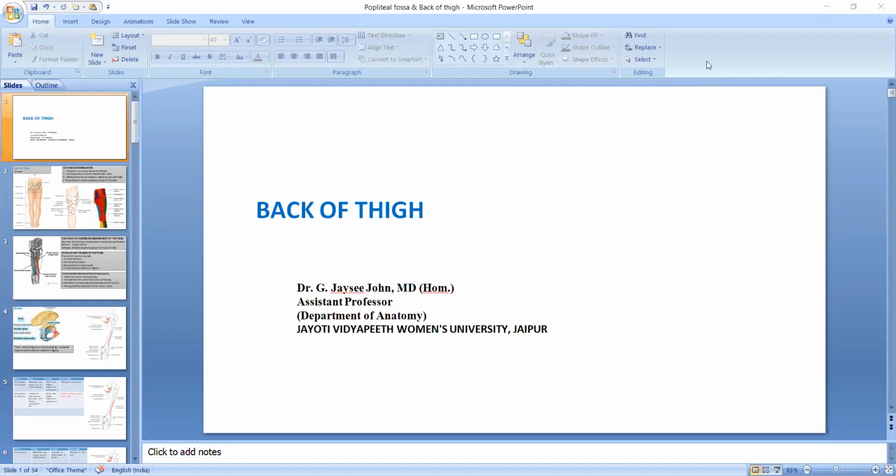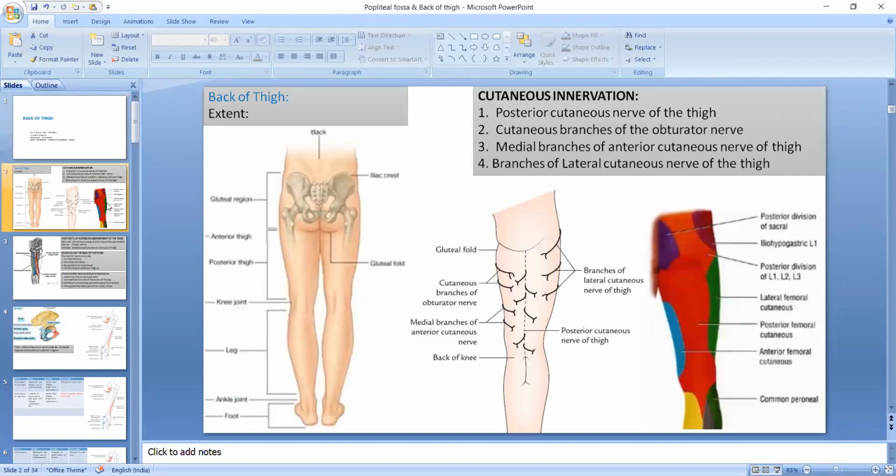Today we are discussing the back of the thigh. And what is the extent of the back of the thigh?